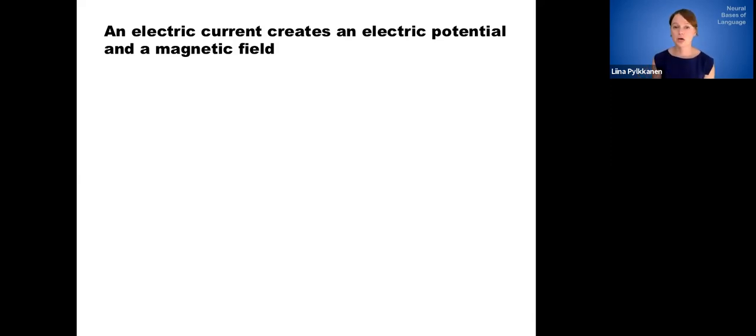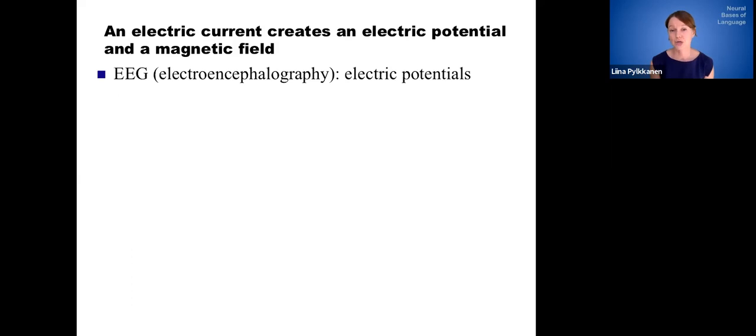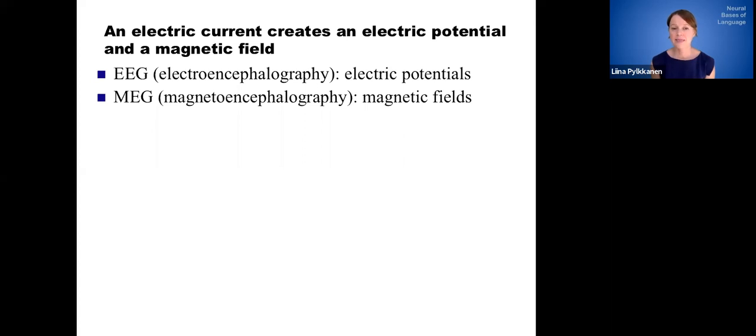So now what we need to know is that an electric current generates both an electric potential and a magnetic field. And so in EEG, it's the electric potentials that we measure. So EEG obviously is probably already familiar for everybody. It's almost in any doctor's office. We can use it to measure other organs than the brain as well, so like the heart. And then MEG is what measures the magnetic fields.